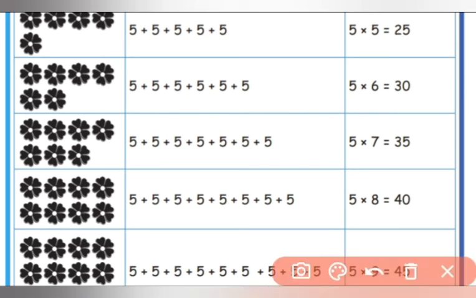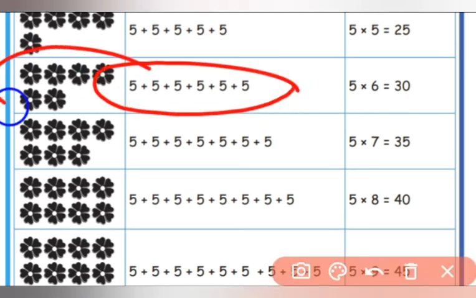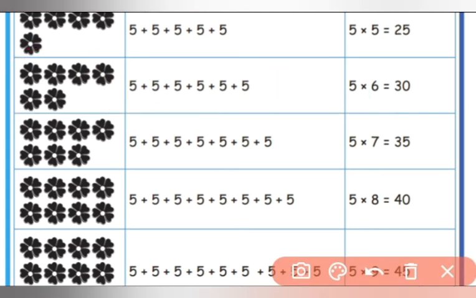Next one, 6 times 5. The number of petals is 5, 6 flowers, the total number of petals is 30. The multiplication fact is 5 into 6 is equal to 30.